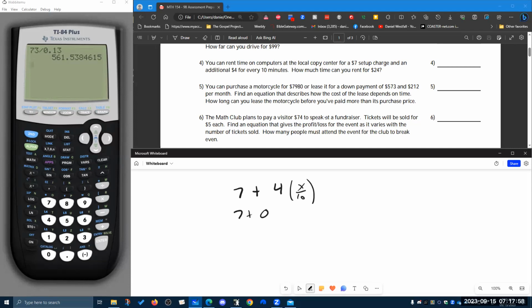So we have X is equal to the number of minutes. Now they're actually charging you in 10-minute rates, but we're just going to pretend that they charge you per minute. So how much time can you get for $24?